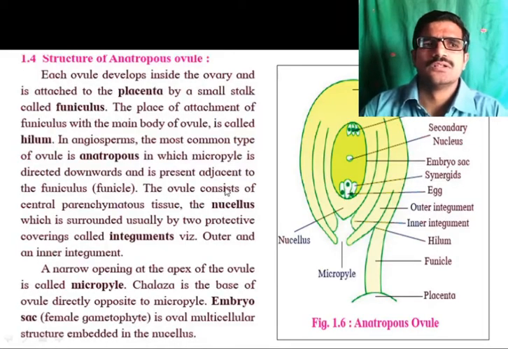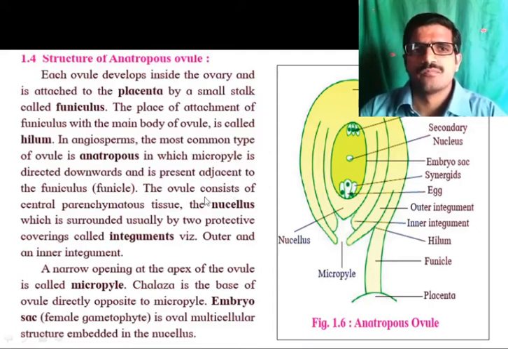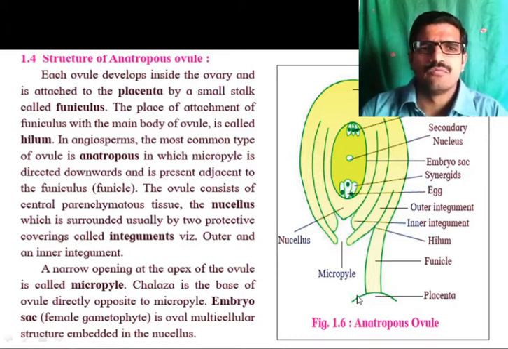Then come to the structure of the anatropous ovule. This ovule is an integumented part. It represents the female gametophyte. Each ovule develops inside the ovary and is attached to the small part called the placenta.